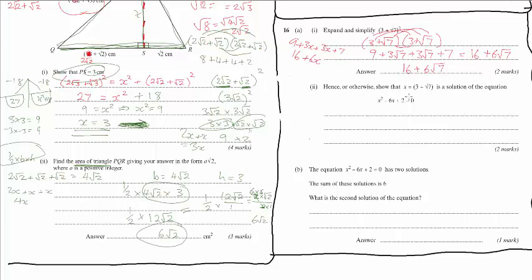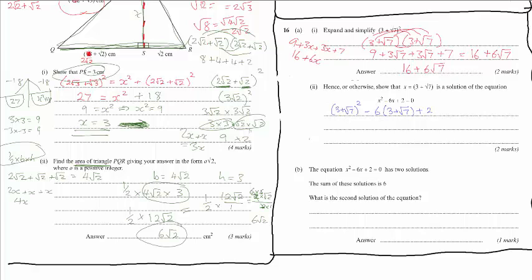So here's what we're going to have to do. We're going to literally stick it in here. We're going to show that 3 plus root 7 squared minus 6 lots of 3 plus root 7 plus 2 apparently equals 0. So we've got to show that this thing equals 0.